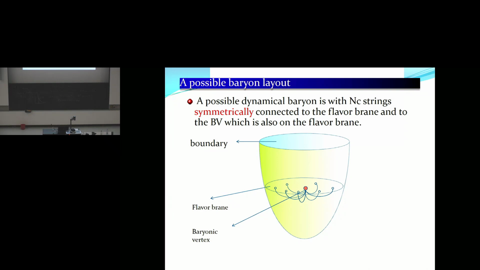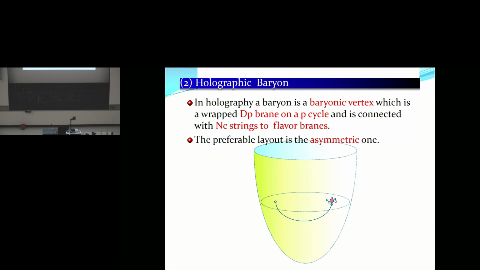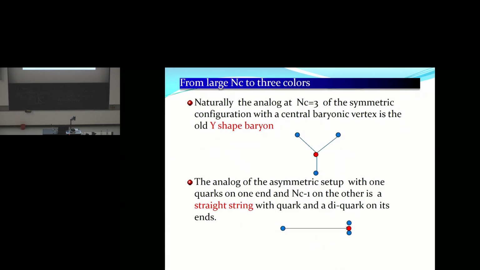But I want to argue that this kind of asymmetric configuration, where we have N-1 endpoints attached to the baryonic vertex and one separate, is the preferable one. In the language of NC equal to 3, it's the distinction between the Y shape and a quark-diquark configuration. There are several reasons why this quark-diquark is preferred. There are theoretical reasons; one can do the stability analysis of such a configuration. It was done by 't Hooft, and he showed that the Y shape is unstable and you end up with this configuration.